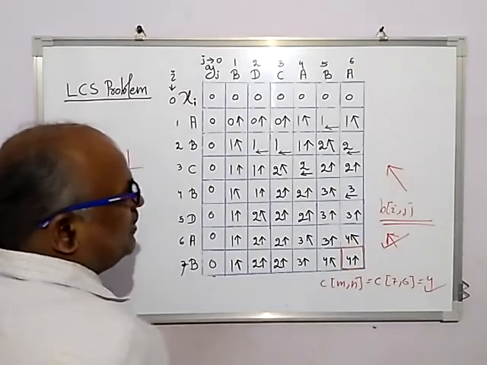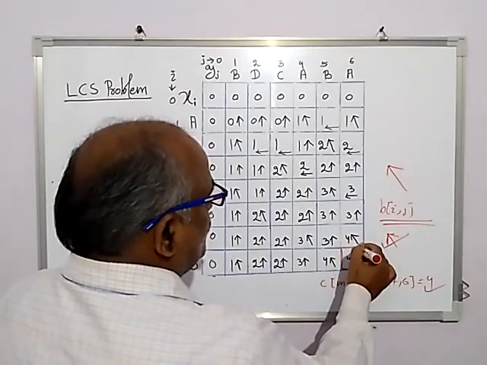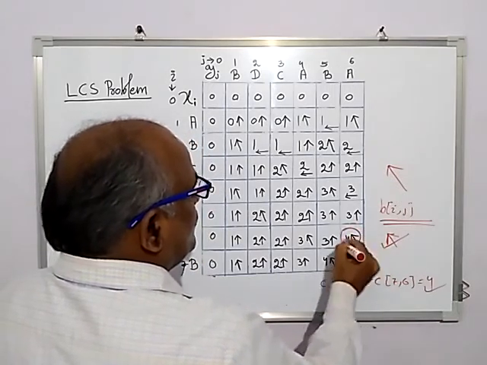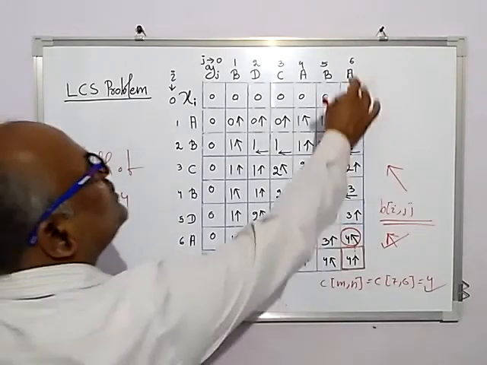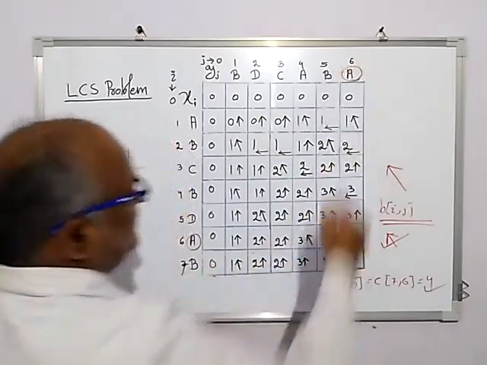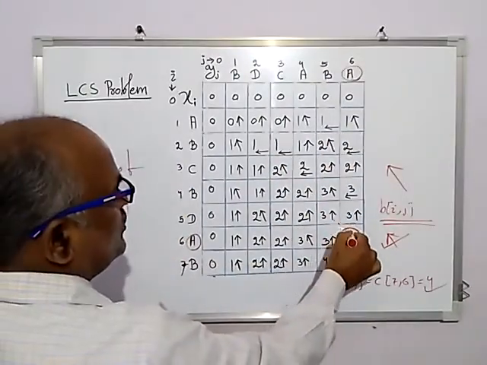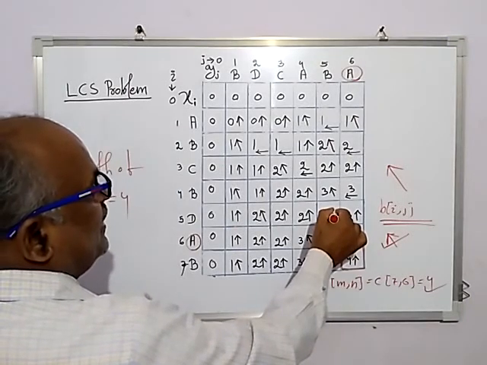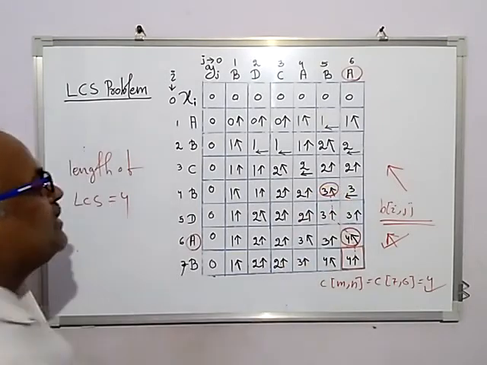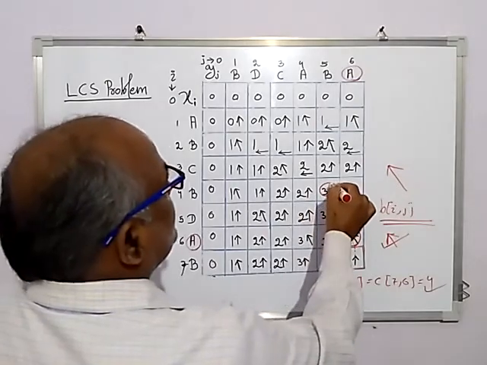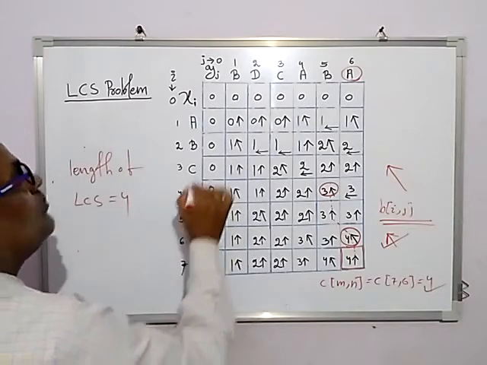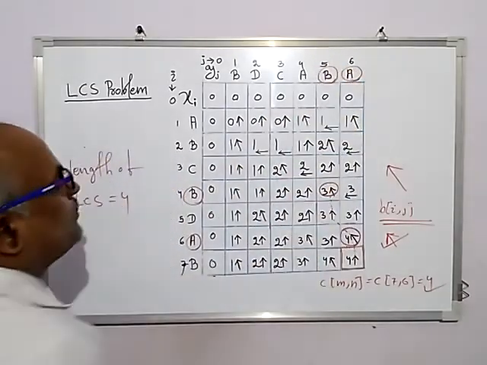You start from this one. For the up arrow you go to this one. Then this is a slanting arrow, so you have got a slanting arrow. At that time you see A, here is A, so A is a member of LCS. Then slanting arrow means you go to this one. Then this is an up arrow, you go to this one. Then you will find again a slanting arrow. At that time you see column letter, row letter, same, so B is a member of LCS.